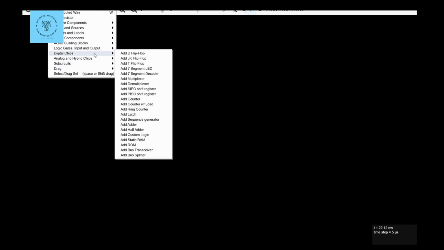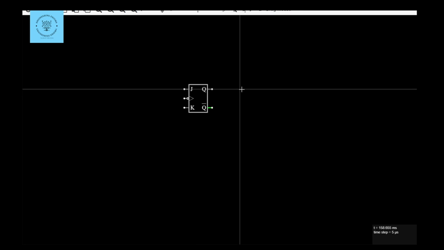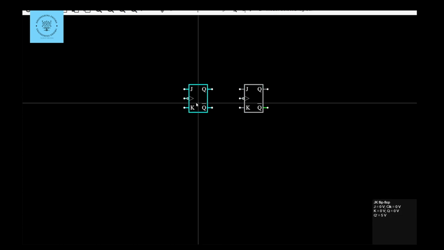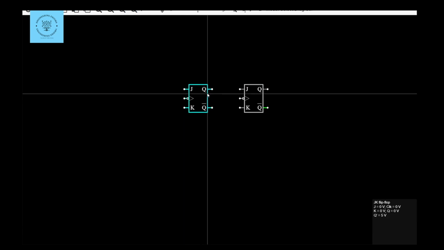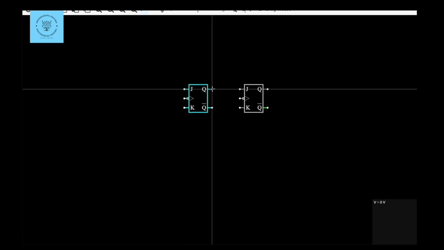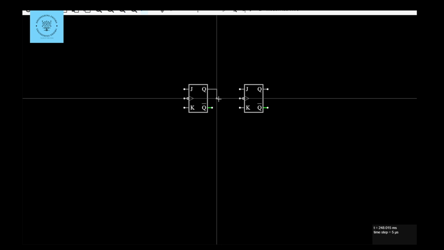In this video, we are going to understand a 2-bit asynchronous binary counter, also known as a ripple counter. First, let's look at the components used in the circuit. We are using JK flip-flops with negative edge triggered clock, a clock signal, and a battery to power the circuit.